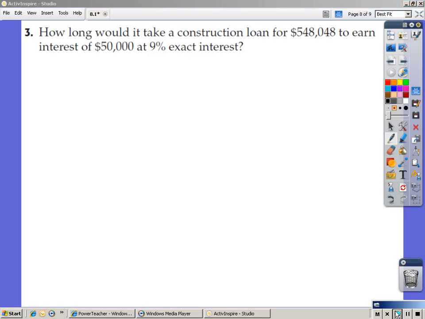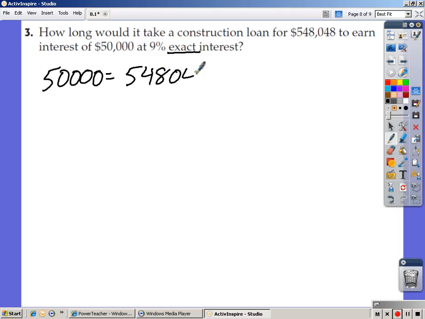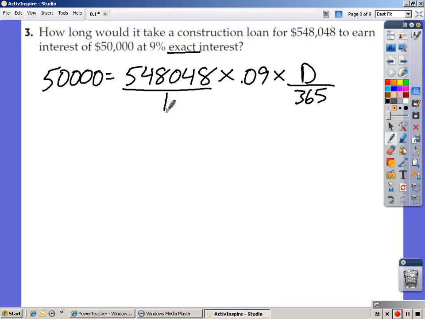All right. Now, problem number 3 is a little different from the last one we just did because we already know our interest. We don't have to find the interest. It is set up the same way. The only difference other than that is this one is exact interest. Okay? So, 50,000 equals $548,048 times 9% times, we're looking for the number of days over 365 because it is exact. Top times the top, bottom times the bottom. Let's go ahead and multiply everything together.